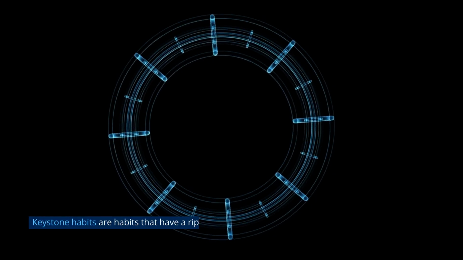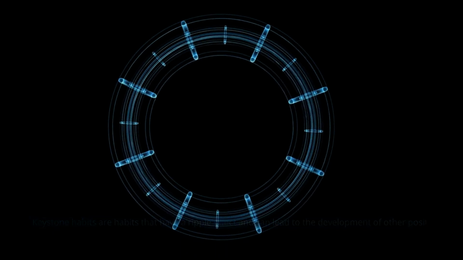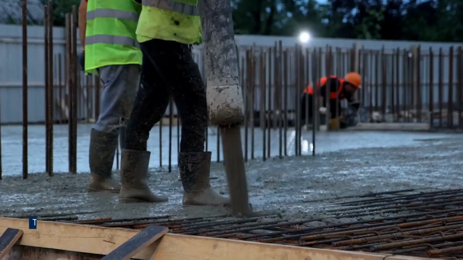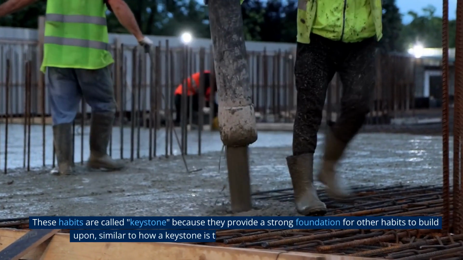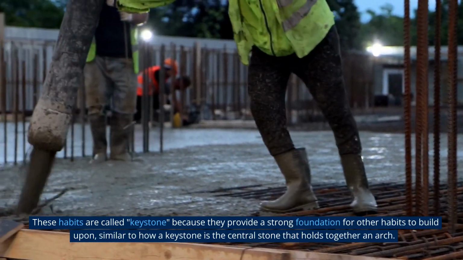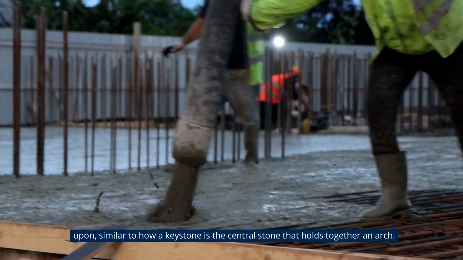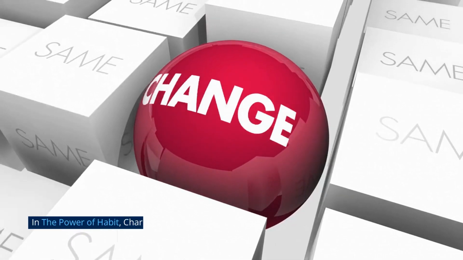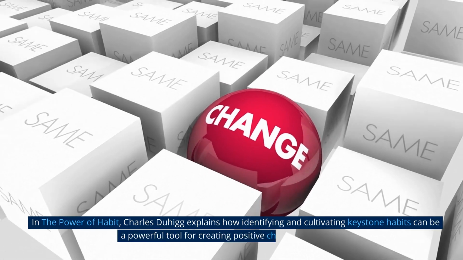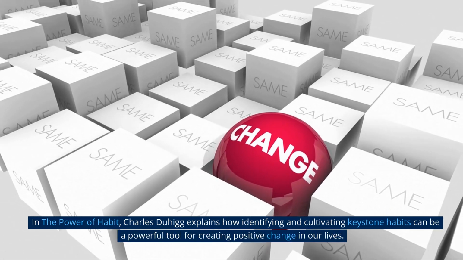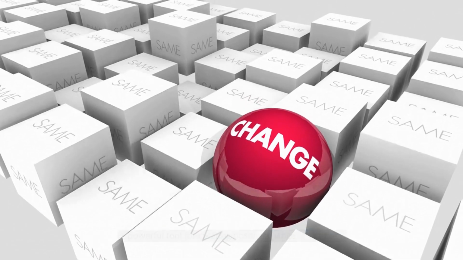Keystone habits are habits that have a ripple effect and can lead to the development of other positive habits. These habits are called keystone because they provide a strong foundation for other habits to build upon, similar to how a keystone is the central stone that holds together an arch. In The Power of Habit, Charles Duhigg explains how identifying and cultivating keystone habits can be a powerful tool for creating positive change in our lives.